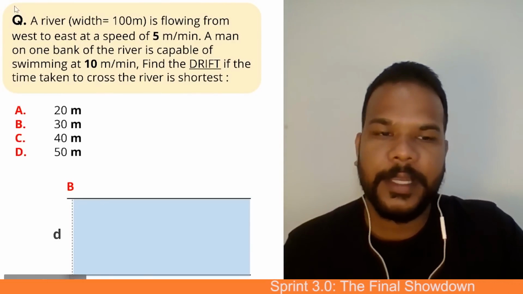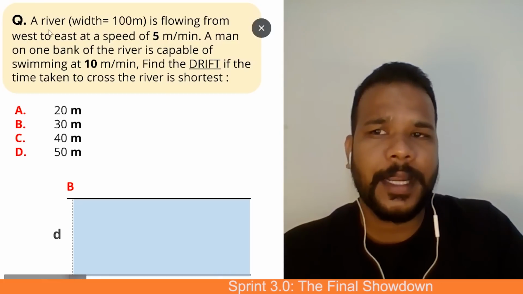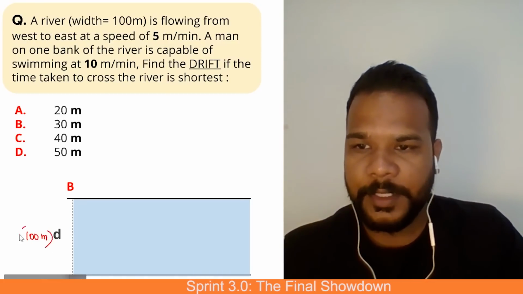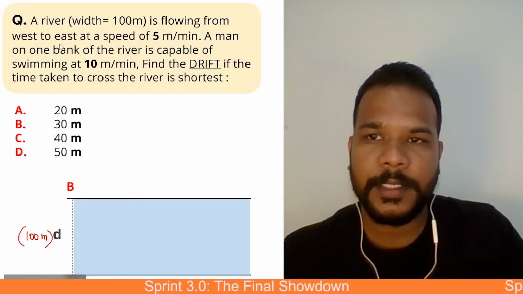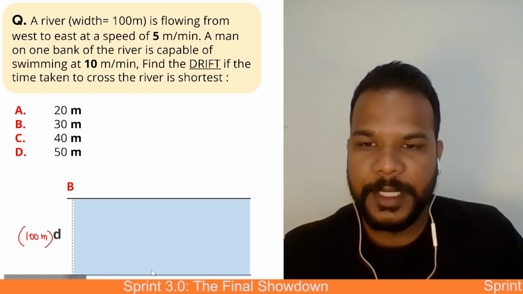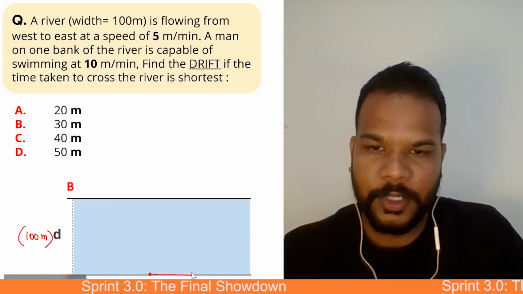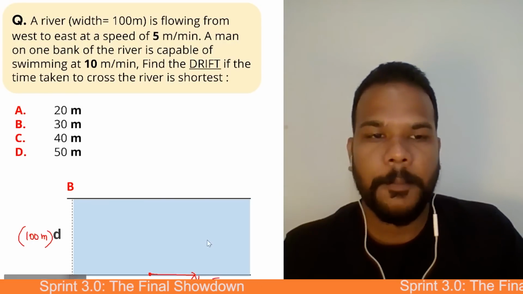This one is a very famous river and man problem. Question says that a river of width 100 meters. तो 100 मीटर की एक width की river है and it is flowing from west to east at a speed of 5 meters per second. तो river जो है it is going to flow in this direction. Velocity of river is given to us as 5 meters per minute.